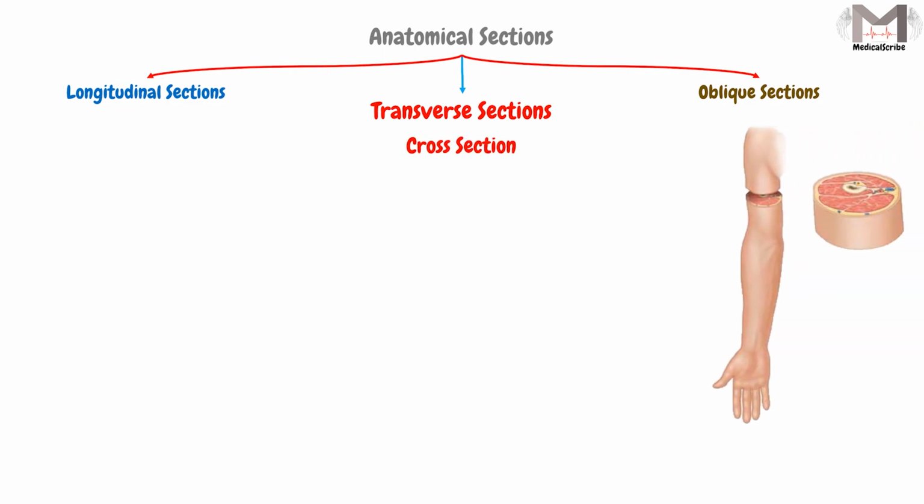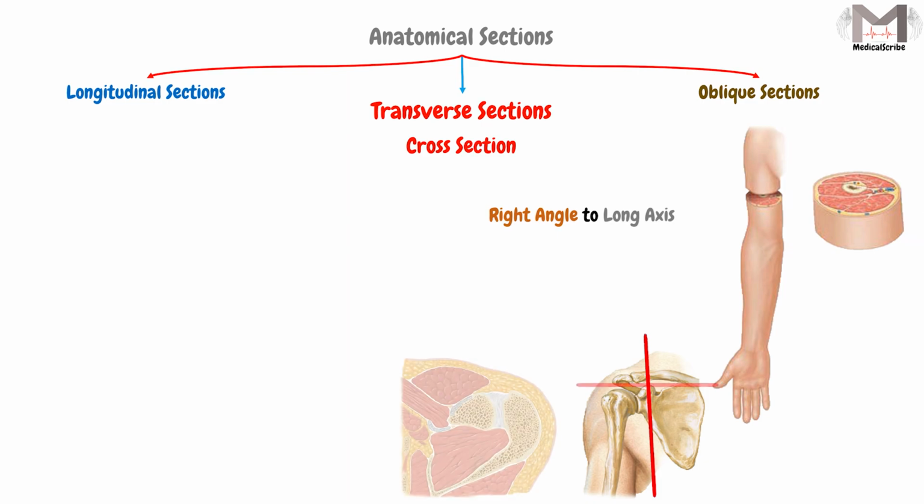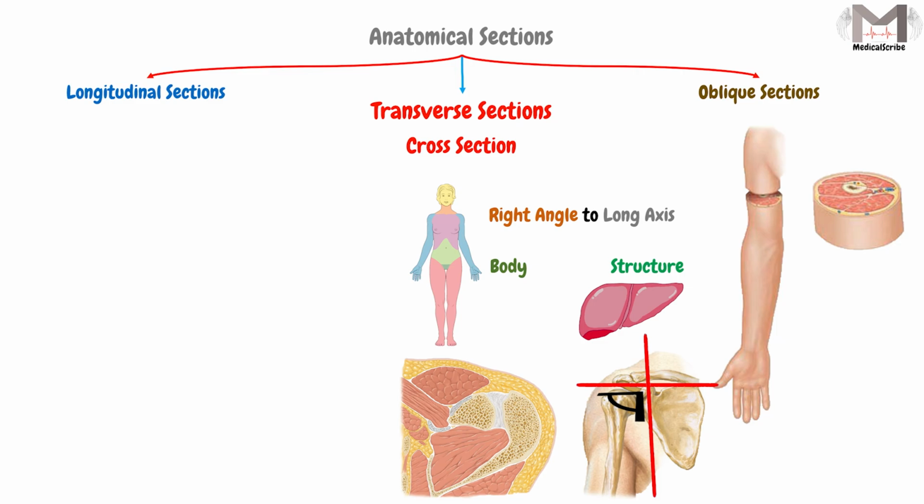These sections are obtained through the body at a right angle, or 90 degrees, to the long axis of the body. And as we said, not just the body, it may be through the body or through structures. So, in general, we will get this section in a horizontal way.